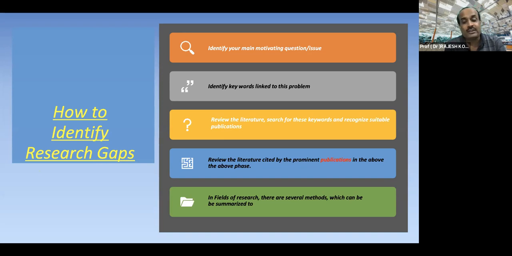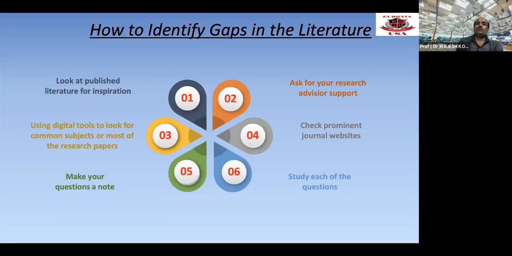Of course there are several methods out there that can be summarized. You can look at published literature for inspiration. Go for well-known Q1, Q2, Q3, Q4 journals and Web of Science; many databases will help you to know the research gap. Ask your research advisor, contact your guide and elders, they will help you. Check prominent journal websites and study each question they have done. Using digital tools will help you find research gaps. Make your questions a note.